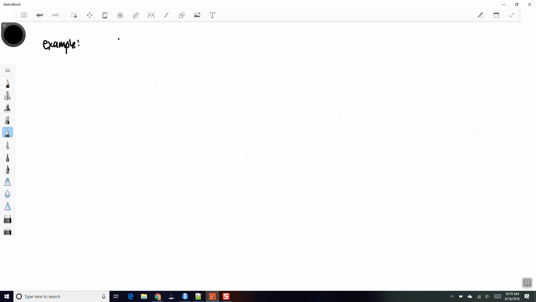Let's say we want to integrate from 0 to 2 pi of cosine x plus 3 dx, okay? So we'll go 0 to pi to 2 pi. This is in radians, right?